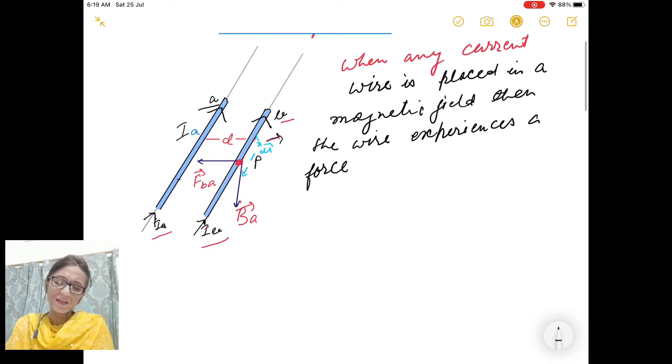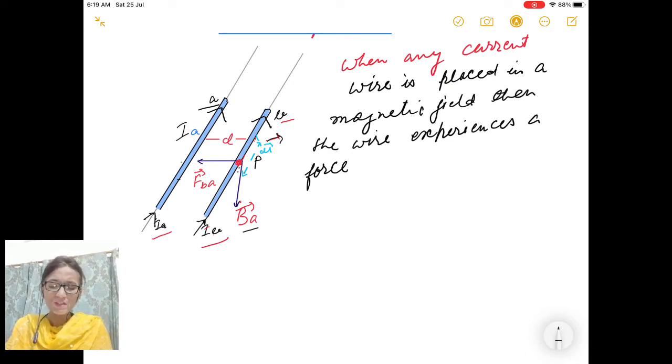Now here you can see that the two current carrying conductors are kept near to each other. And we also know that a current carrying conductor produces a magnetic field. So wire A is producing a magnetic field in the vicinity of wire B, and wire B in turn produces a magnetic field in the vicinity of wire A. So let there be a magnetic field BA in the vicinity of B produced due to A.